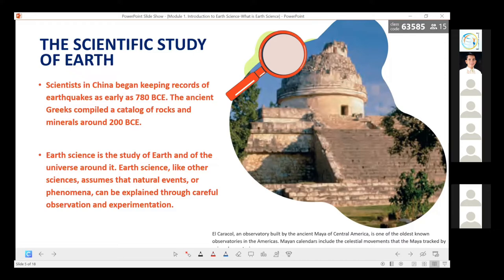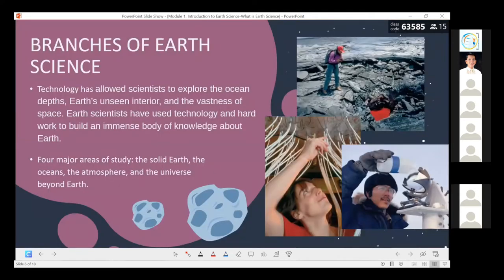Now let's proceed to the branches of earth science. So anyway, you were able to give your output emphasizing the branches of science. But this time, let's go deeper into that.